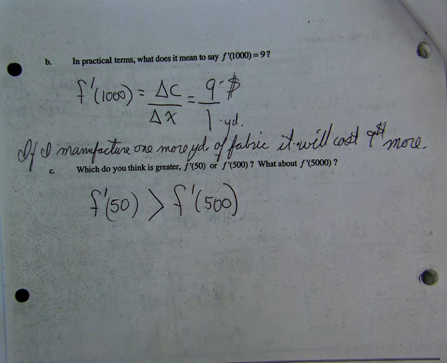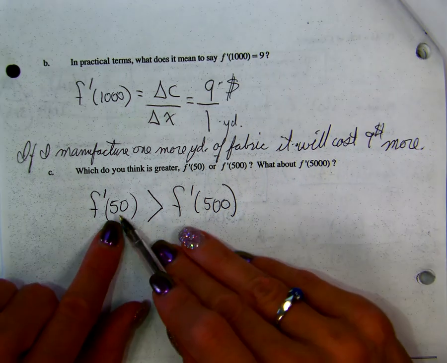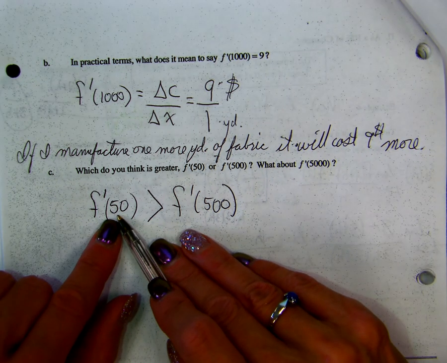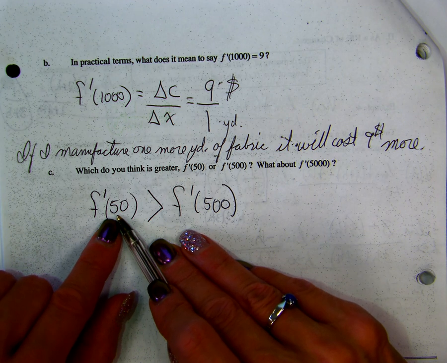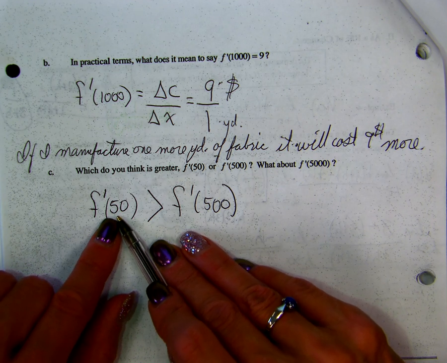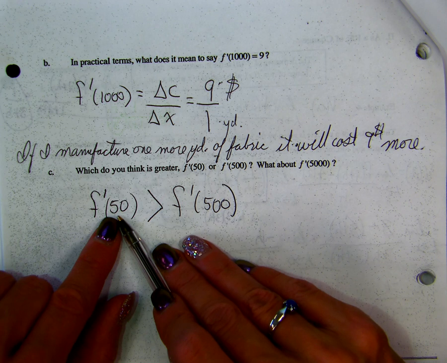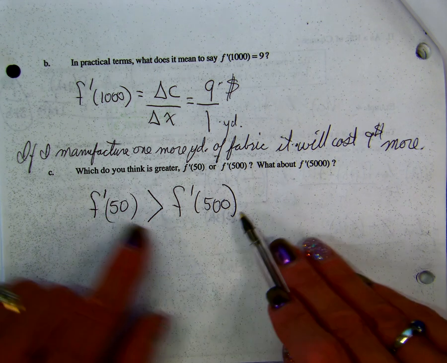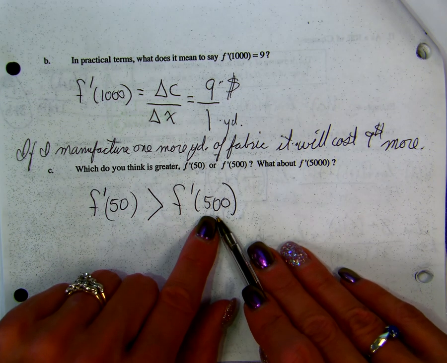Well, every manufacturer has some fixed cost and some optimum level of production where all of the pieces are being used to the best of their ability and not sitting idle. So if I'm producing a very, very small amount of fabric, it's probably not very efficient. So my marginal cost will be higher here than it will here.